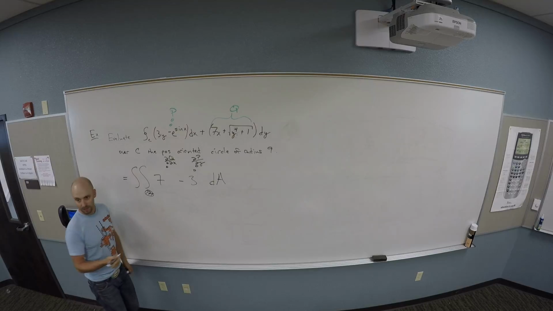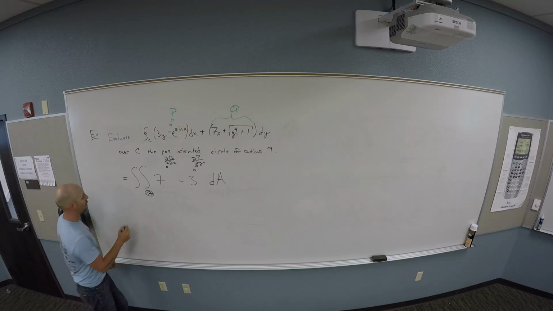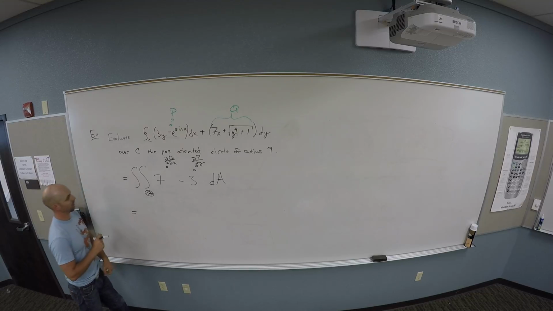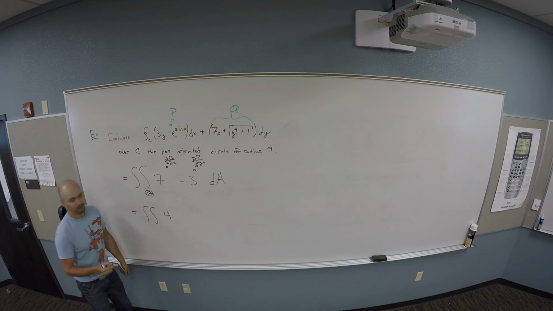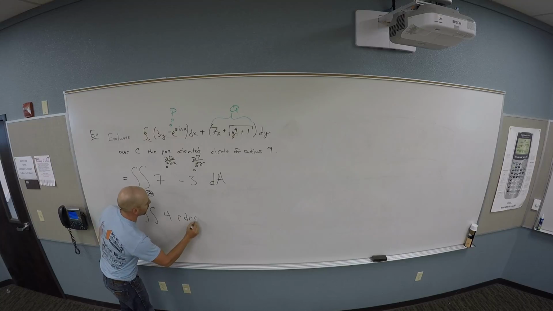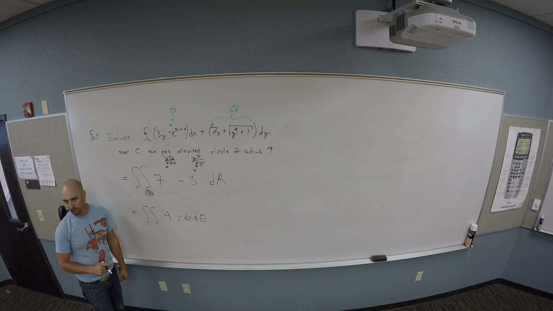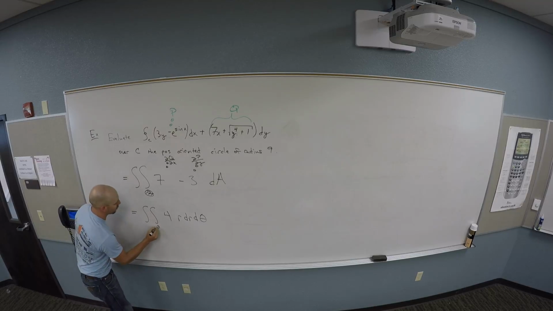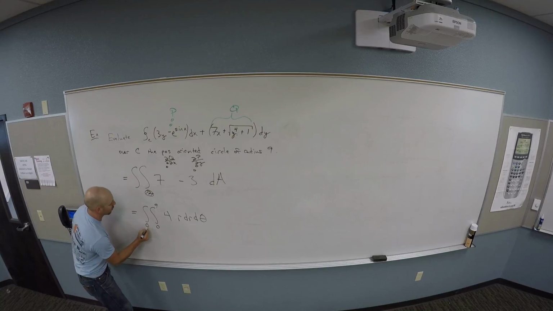And it's a radius 9 disk, so I'll switch to polar coordinates. I get the double integral of 4 r dr d theta. Your r's go from 0 to 9, and your thetas go from 0 to 2 pi.